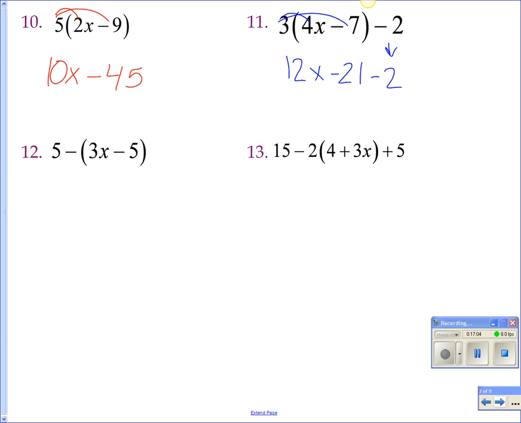Okay? I'm not done with this problem. This one actually has one more step. What can I put together? Those are like terms, so those can be put together. What's negative 21 and negative 2? Negative 23, and I'm going to drop down the 12x. Okay. All right, number 12, 5 minus 3x minus 5.